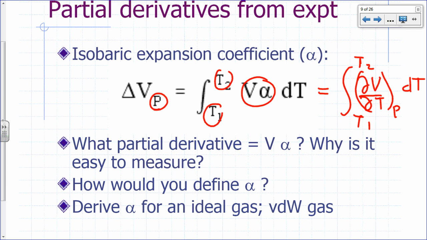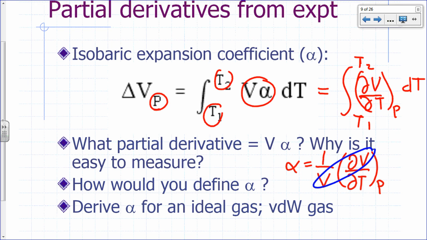That partial derivative happens to be equal to V times a property called alpha. What that means is that alpha is just 1 over V times the partial derivative of V with respect to T at constant pressure. So alpha is the fractional change in the volume per unit change in temperature at constant pressure. And we derived alpha for an ideal gas.